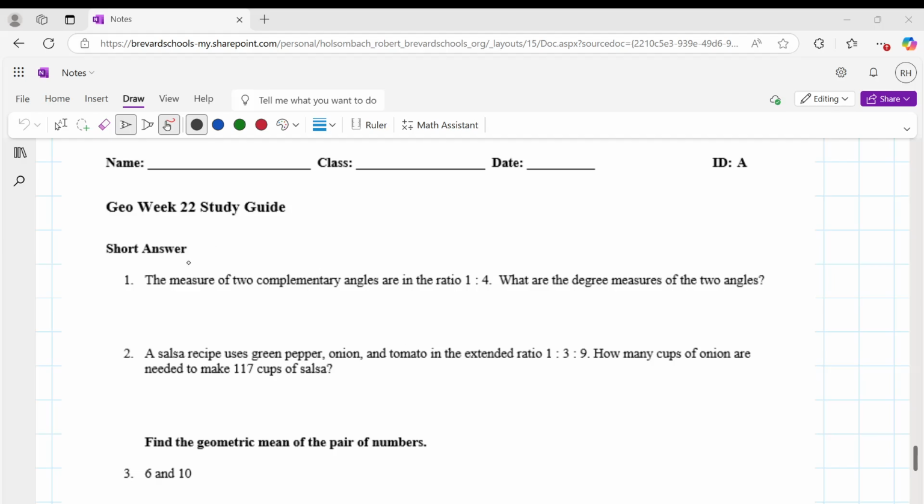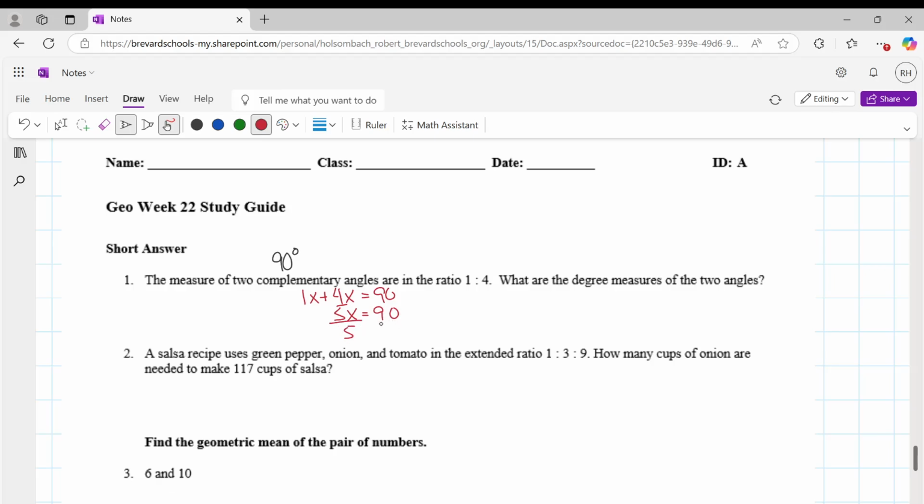Problem number 1: the measure of two complementary angles are in the ratio 1 to 4. What are the degree measures of the two angles? All right, so complementary means that they sum to 90 degrees. So we're going to take 1x plus 4x and set it equal to 90, and then we're going to solve for x. X is our multiplier. So we get 5x equals 90.